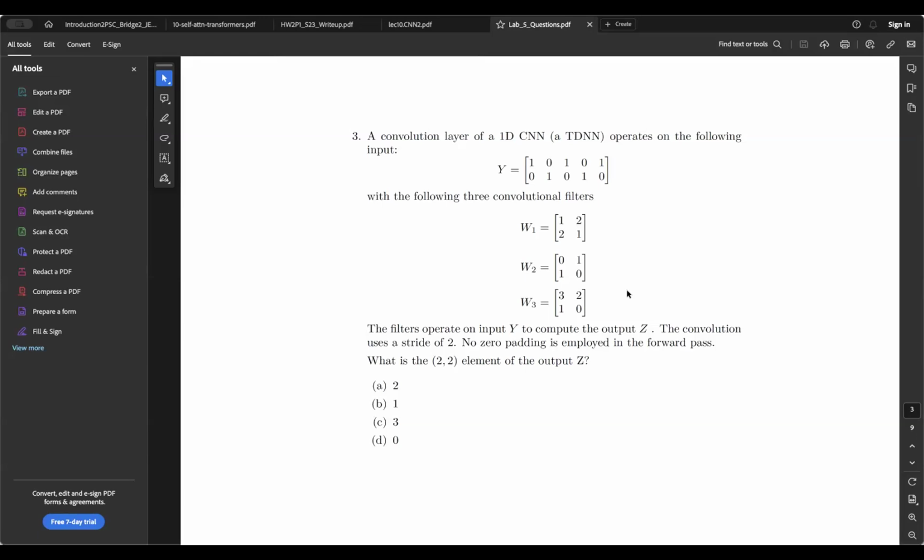So here I could start by asking, what do you think the shape of the output would be? How many channels will it have in this case, and what will be its length? Does anyone have an answer? Yes, someone says 3 channels and it's 2 by 2.